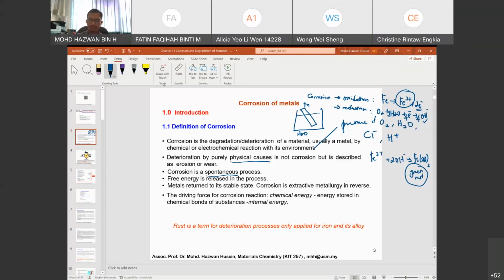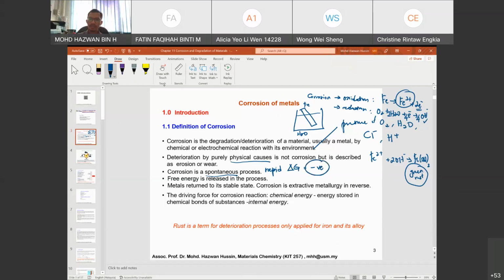Okay, spontaneous process actually means that the process occurs rapidly. When you talk about spontaneous, when you put metals inside the environment, they immediately corrode. So this is actually known to be spontaneous. And the level of the free energy is always negative. Delta G, okay, for a spontaneous process is always negative.